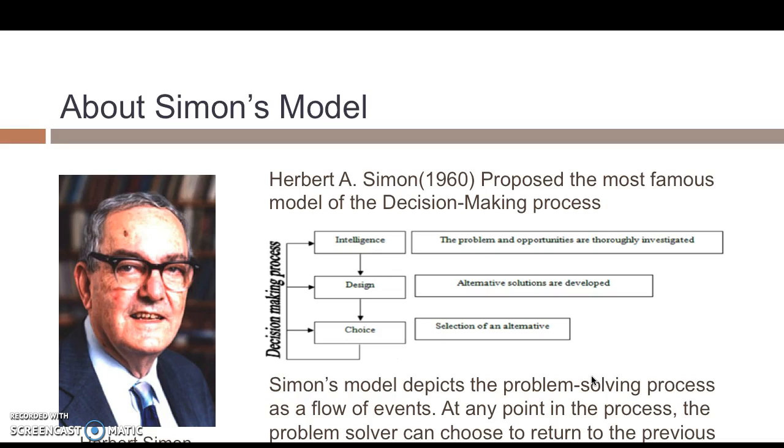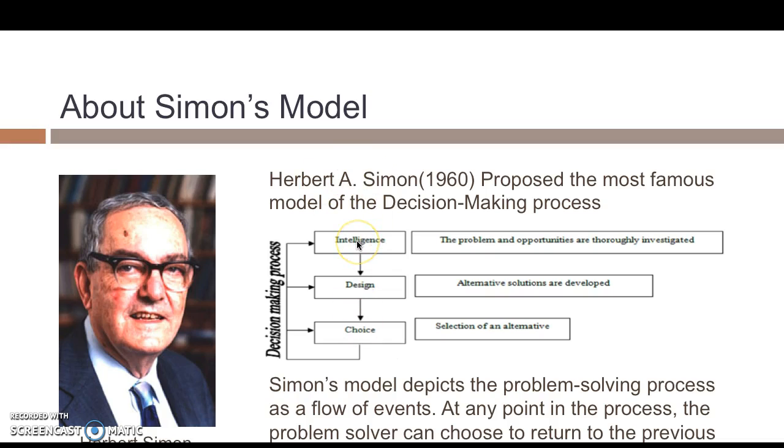Now, a very well-known management thinker was there named Herbert Simon. In 1960, he proposed the famous model of the decision-making process, and this model was named after him as Simon's model. According to Herbert Simon, in a decision-making process, there are basically three steps, or three stages. The first stage is the intelligence phase, next is the design phase, and the third one is the choice phase.